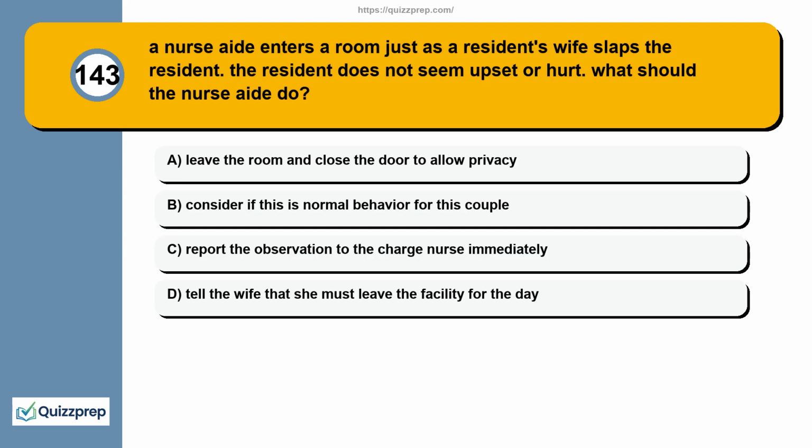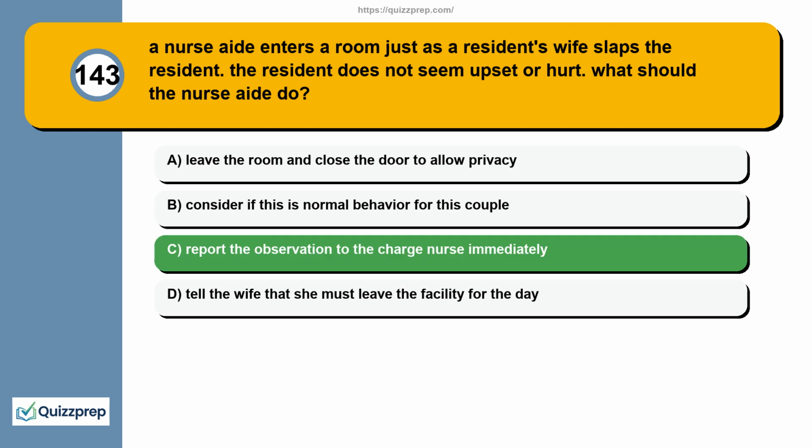Question 143. A nurse aide enters a room just as a resident's wife slaps the resident. The resident does not seem upset or hurt. What should the nurse aide do? Option A, leave the room and close the door to allow privacy. Option B, consider if this is normal behavior for this couple. Option C, report the observation to the charge nurse immediately. Option D, tell the wife that she must leave the facility for the day. The correct answer is option C, report the observation to the charge nurse immediately.